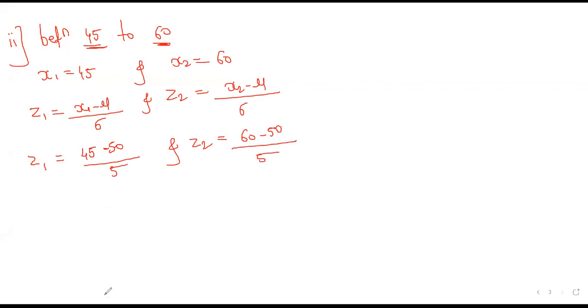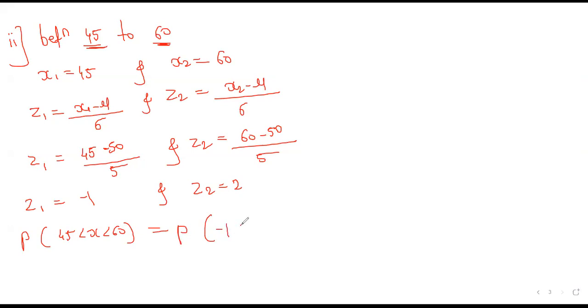Okay, so z1 is equal to काय येणार आहे? -1. Yes, -1, and z2 is equal to काय येणार आहे? 2. आता आपल्याला एरिया बिटवीन काय फाइंड करावं लागेल? -1 to 2. Yes, so we have to calculate probability of 45 less than x less than 60. In the term of z, we can write this as probability of -1 is less than z is less than 2.